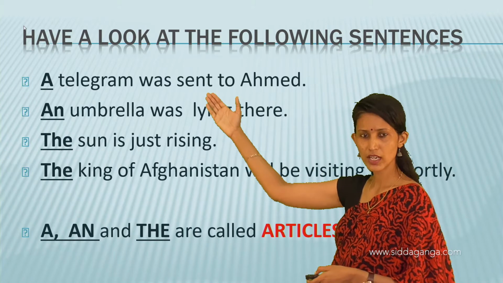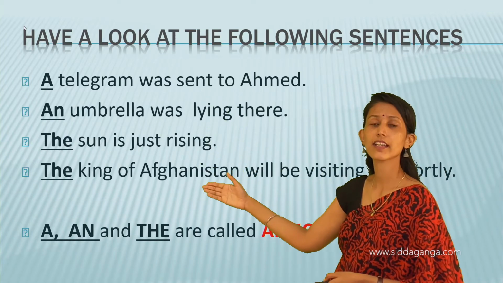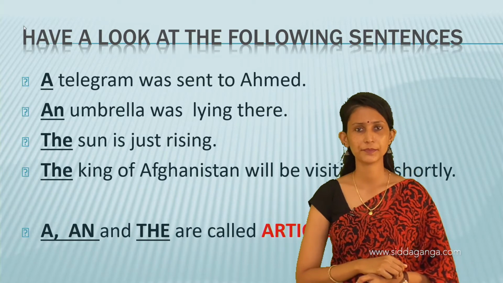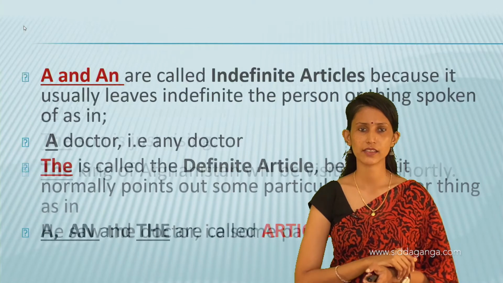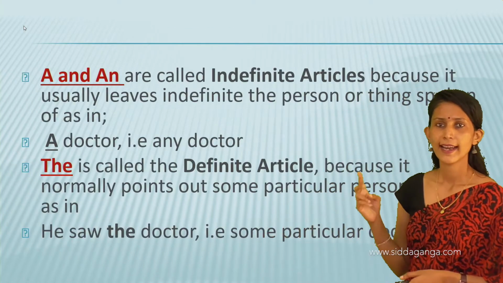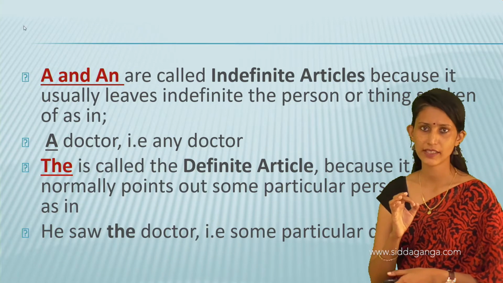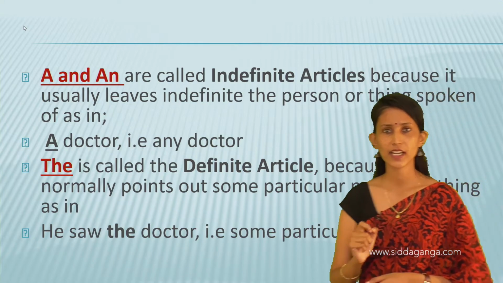A telegram was sent to Ahmed. An umbrella was lying there. The sun is rising. The king of Afghanistan. Alright, now this is the structure of the sentences. Basic 3 articles. Moving on, a and an are called the indefinite articles. Why is it called an indefinite article?